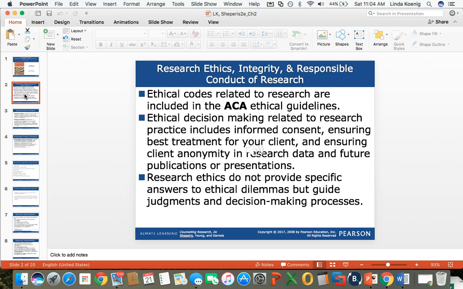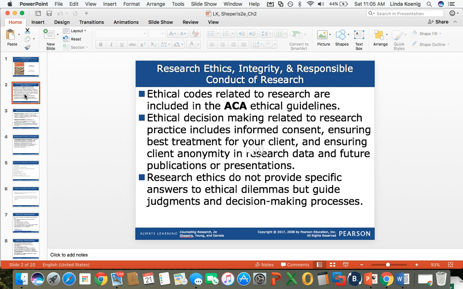So the ACA ethical guidelines basically say that we need to practice informed consent. We need to make sure that we're ensuring the best treatment for our client, that our clients can remain either anonymous or confidential, and if we are publishing anything as a result of our research or presenting anything, that we're not revealing client identities in our publications or our presentations.